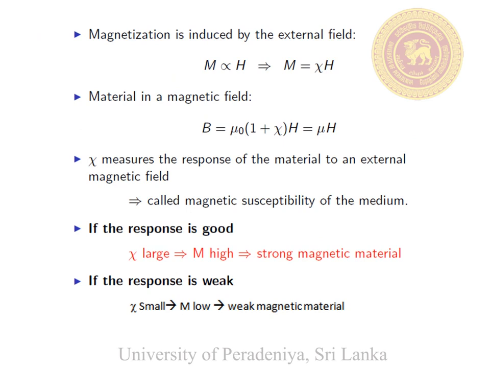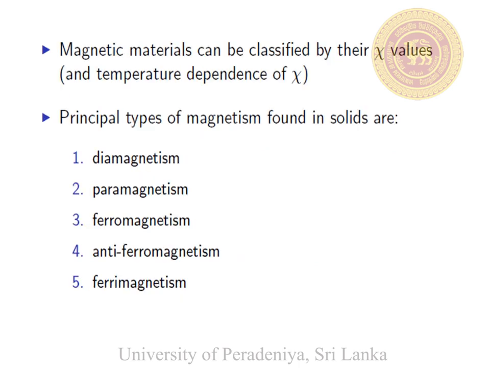Susceptibility is the derivative of magnetization with respect to the magnetic field. When chi is large, it is a strong magnetic material. When chi is small, it is a weak magnetic material. Diamagnetic materials and paramagnetic materials are not used in the applications of magnetic materials. Only the ferromagnetic materials and the ferrimagnetic materials are useful in the applications of the magnetic materials.